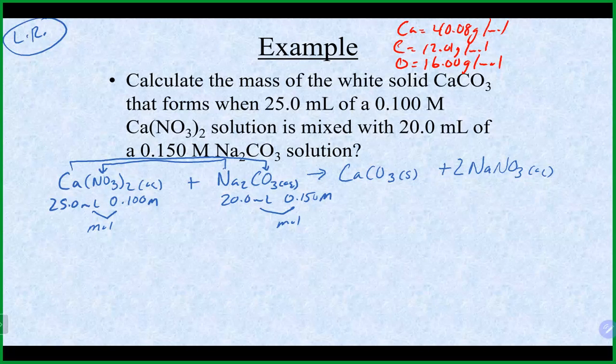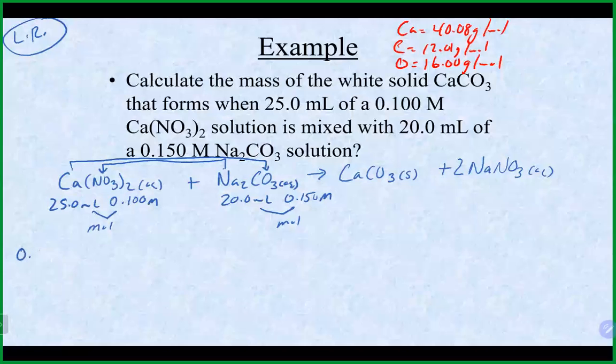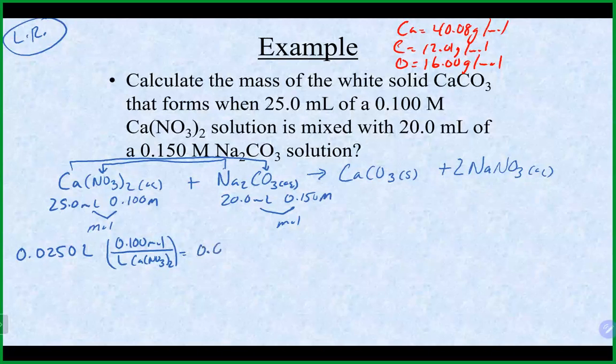The second part is really still the same. We're going to convert everybody into moles. So if we take our calcium nitrate, divide our 25 milliliters by 1,000, that will convert it into liters. We'll times it by our molarity of our calcium nitrate here. And that will give us for our calcium nitrate 0.0025 moles of calcium nitrate.